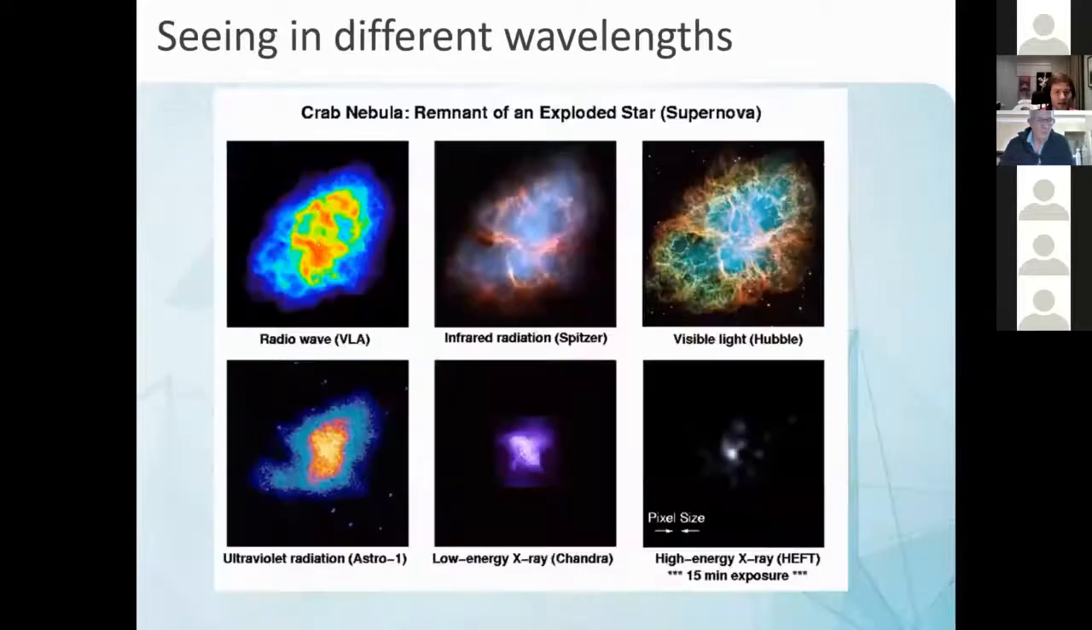And the nice thing about it is you can look at the same thing in different wavelengths and you see different structures. So for example, here is the Crab Nebula. If you look at it in radio waves or infrared or visible light or ultraviolet or X-rays, for each of these you need different instruments. And like I said, the Earth's atmosphere blocks some of these waves. So for example, to look at these low energy X-rays, one also needs an X-ray sensitive telescope in space.